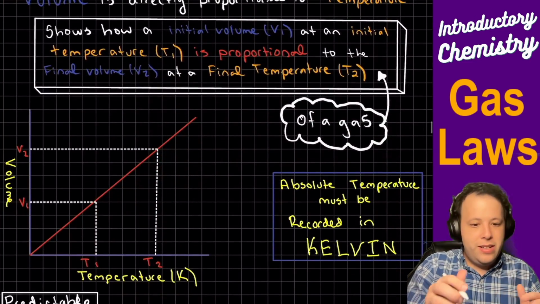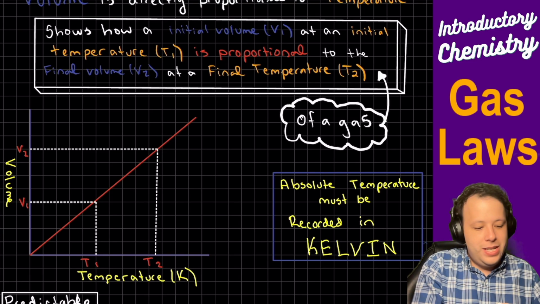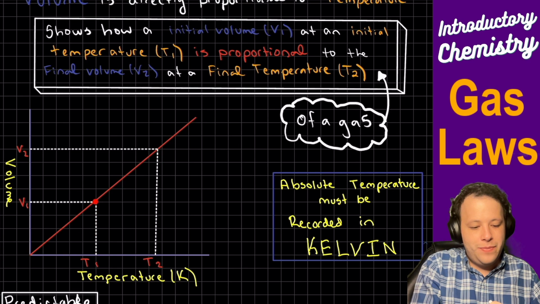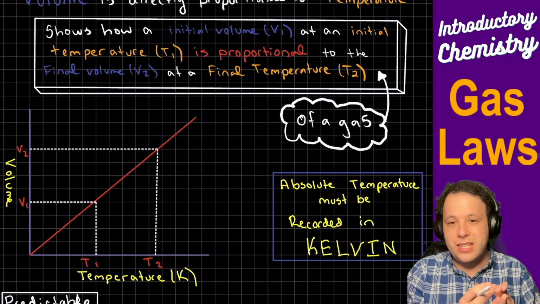The way that we can look at this is a very different graphical picture: if I have volume at an initial temperature, and if I increase the volume, temperature is going to increase too. They're both going to increase. So if temperature increases, volume should increase too.